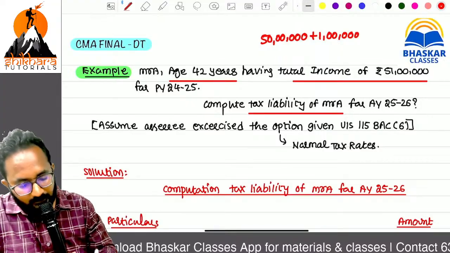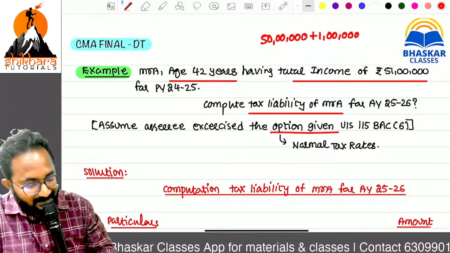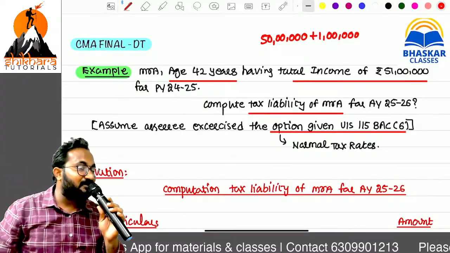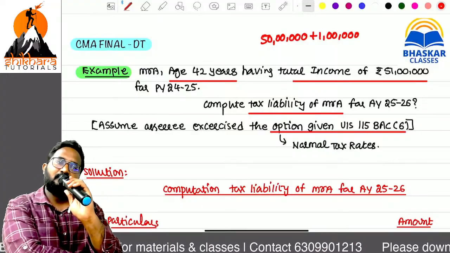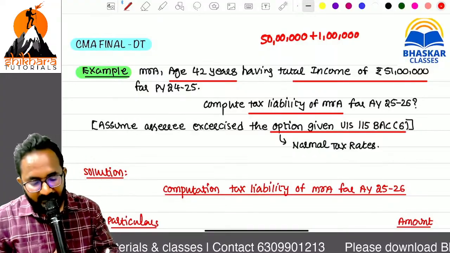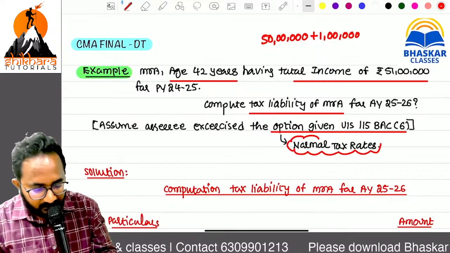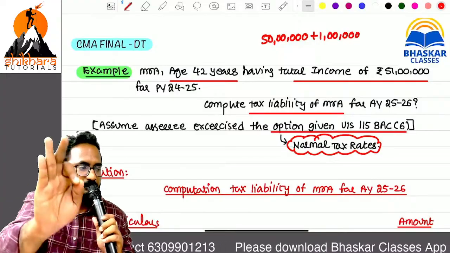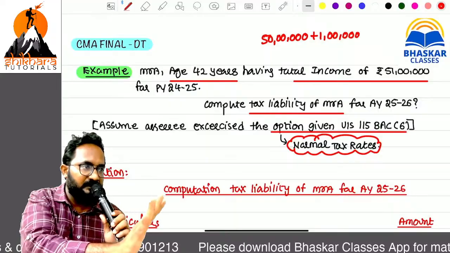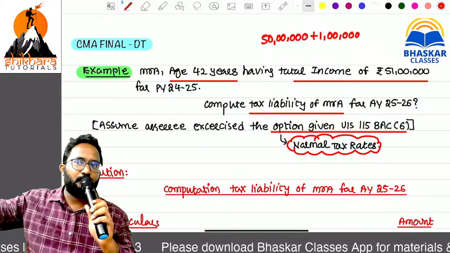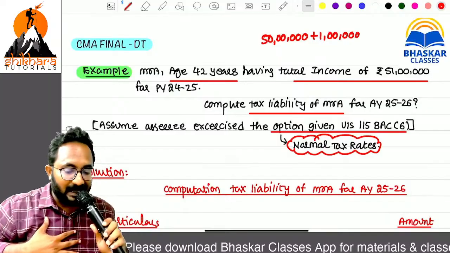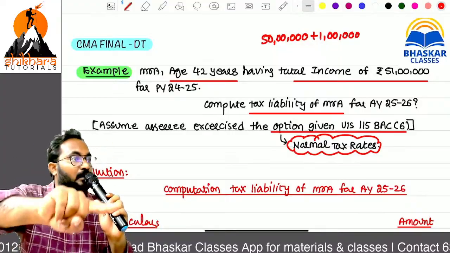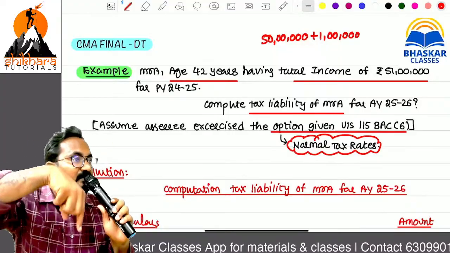Now here assume he exercises that option given under which section? 115BAC subsection 6. It means what? He is going for opt out, means what tax rates he is following? Normal tax rates. Clear? Sir, in exam they will not give the question like please compute marginal relief after tax liability. Just they will give you the total income, compute tax liability. But here I got clarity, he has just 1 lakh over the basic limit for surcharge. Now I need to compute the tax liability under marginal relief concept.